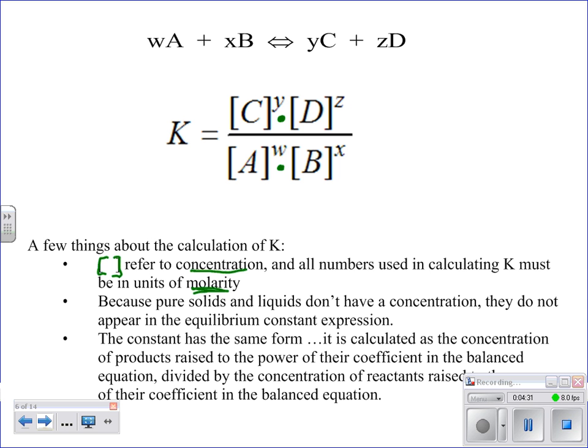And then when we talk about concentrations, think about the types of things that have concentrations. A solid is just a pure solid. A liquid is just a pure liquid. So those do not have concentrations.